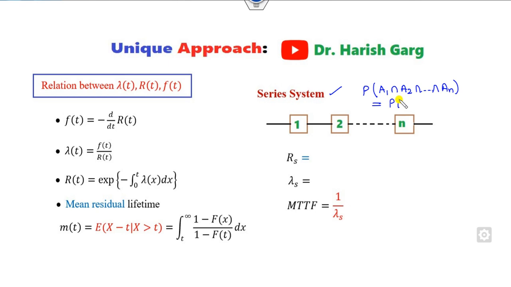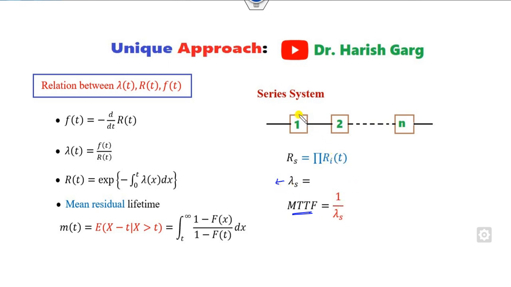How can you find the intersection probability? If they are independent, then you can find it as A1 into A2 up to A of N. If I call this reliability R1, this reliability R2, this reliability Rn, then this is nothing but the product of these reliabilities. And how can you find the mean time between failures? We can find the failure rate, and then it is the reciprocal of this.